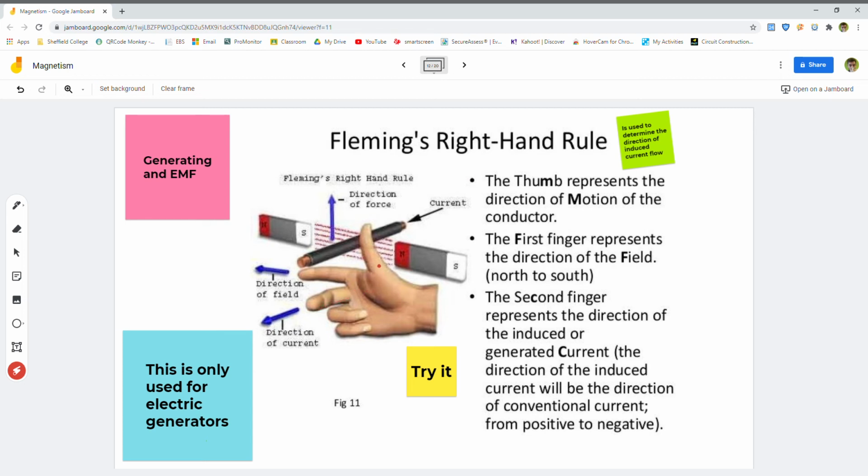So what you'd need to do first, if you get this as a question, is this: the magnetic field line is travelling from north to south away from you, the force on the conductor is travelling downwards, which direction is current flowing? So it's worth giving that a try. And remember, Fleming's right-hand rule is only used for electrical generators.